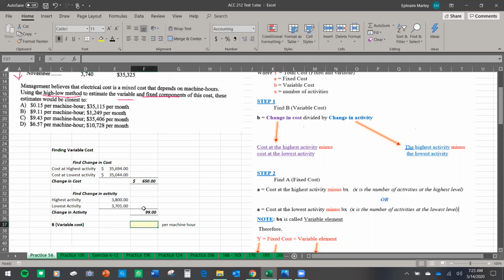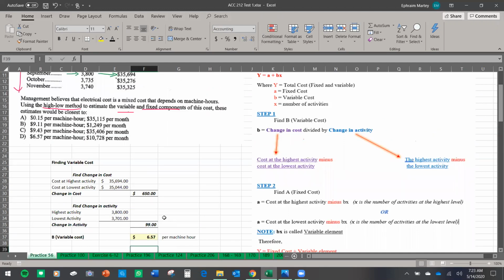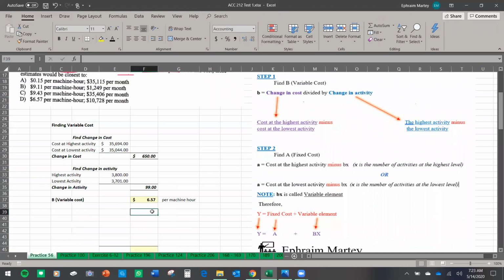Okay, so we go ahead and do that. This divided by that gives us 6.57. Remember, when you use Excel, Excel keeps running it, so it keeps going. So 6.57 is our variable cost. That is our B.